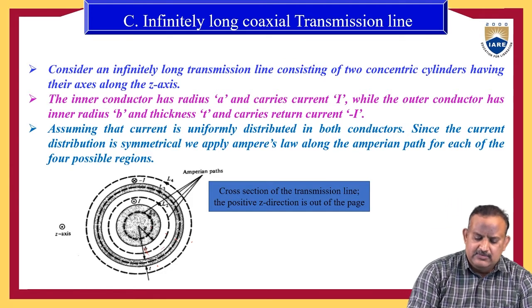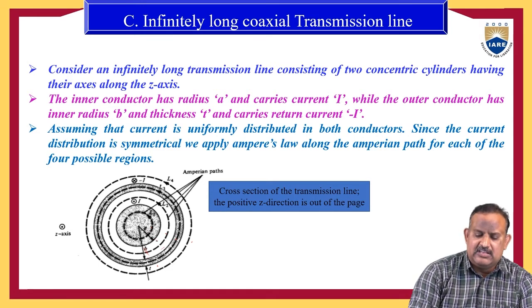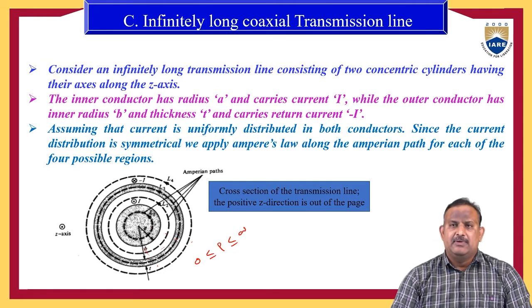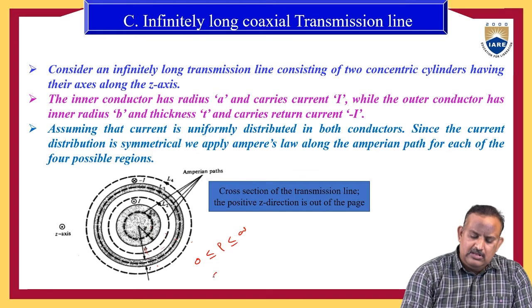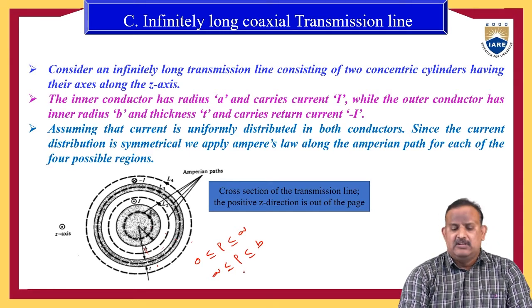The first one is the inner circle, which has the radius A. Therefore the first Amperian path can be constructed as 0 less than or equal to rho less than or equal to A, which are the limits of the first Amperian path. Now the second Amperian path has a radius greater than A and less than B. Therefore A less than or equal to rho less than or equal to B, where rho is the radius of the Amperian path.